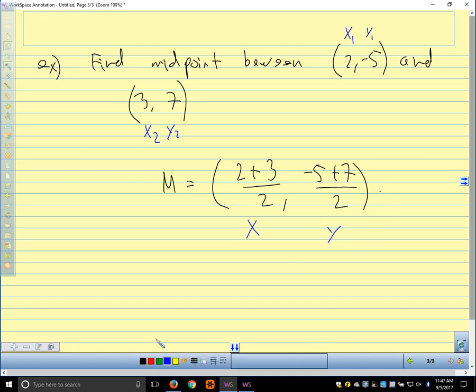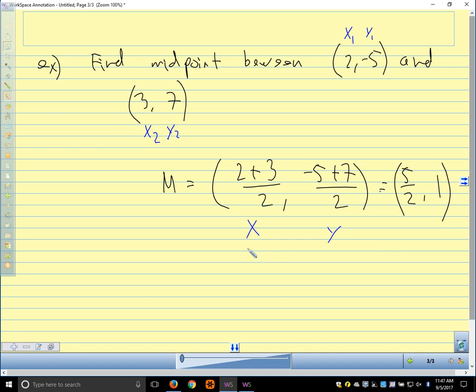And 2 plus 3 is 5, divided by 2. So I can write it as 5/2. You can leave it written as a fraction. We could write it as a decimal if we wanted. And -5 plus 7 is 2, divided by 2, which is 1. So the midpoint of that segment would be the point (5/2, 1).